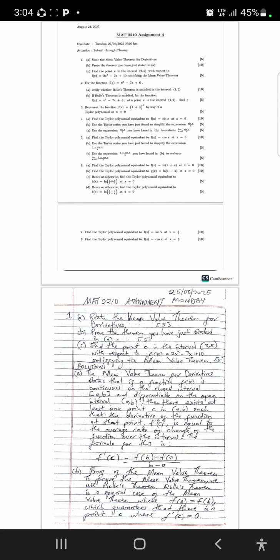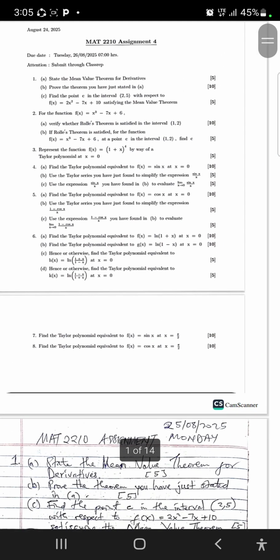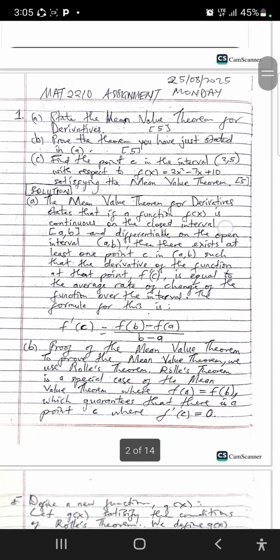With respect to the function, which is f of x equals 2x squared minus 7x plus 10, satisfying the mean value theorem. So we are going to look at question 1 for this case. The first thing that we are doing is to state the theorem. So the state, here we go.